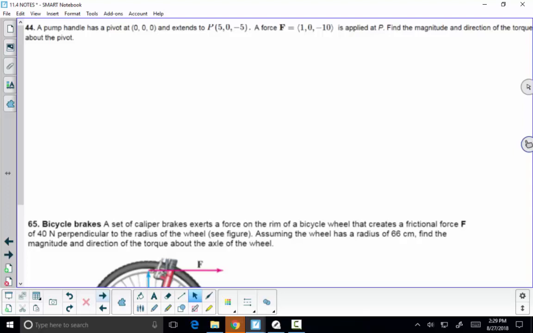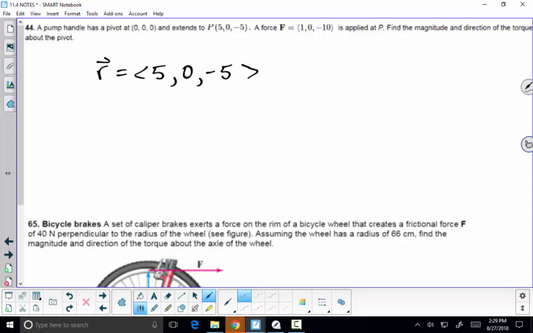All right, let's do another one of these. So, pump handle. Here they're pivoting; they decided that we're gonna use the origin as the pivot point and it extends out to a point. So that's our lever arm. We're gonna call that R, and the component form of the vector that we are dealing with is going to be 5, 0, negative 5. Because we're starting at the origin, we do our displacement, the terminal point of the vector has the same components.